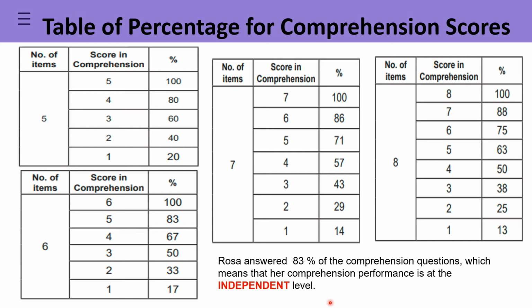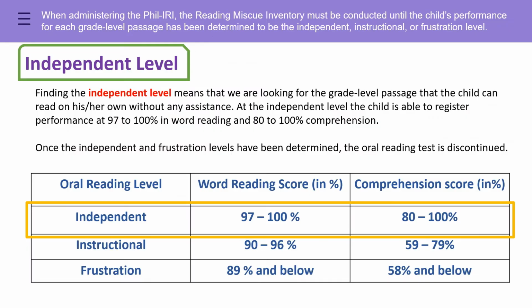at the independent level. When administering the Phil-IRI, the reading miscue inventory must be conducted until the child's performance for each grade level passage has been determined to be independent, instructional, or frustration level. Independent level. Finding the independent level means that we are looking for the grade level passage that the child can read on his or her own without any assistance.